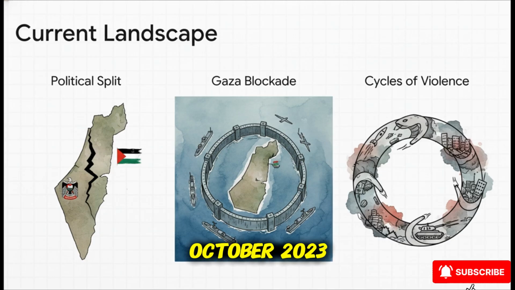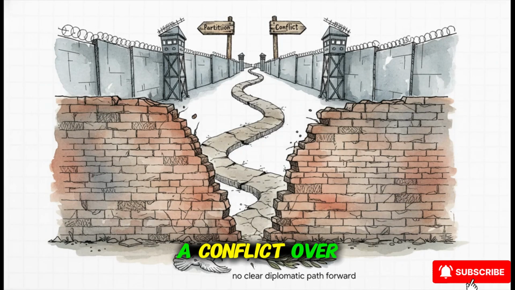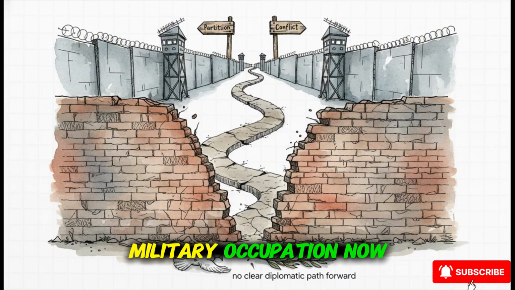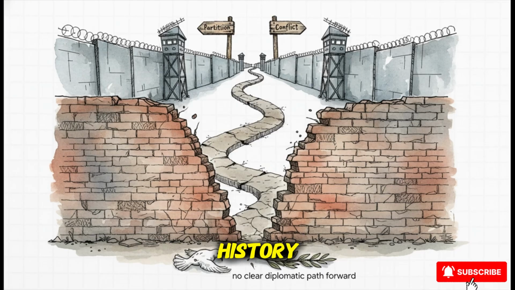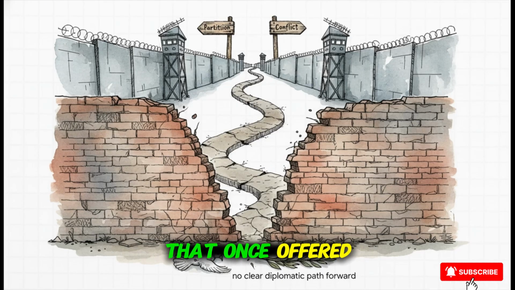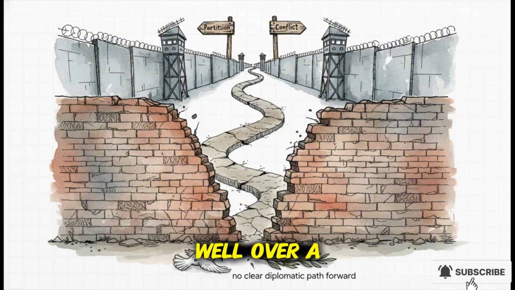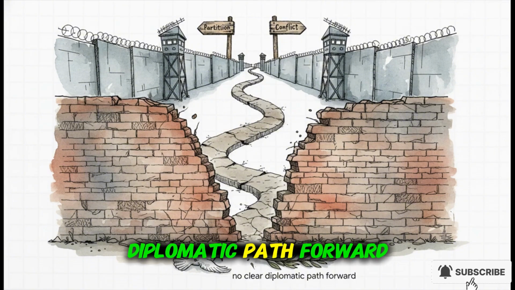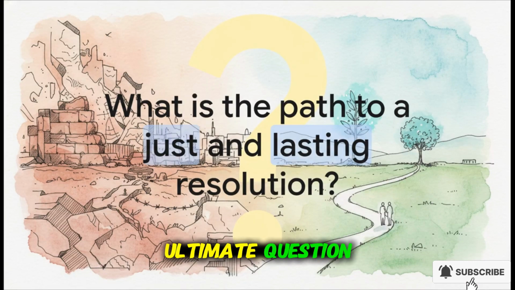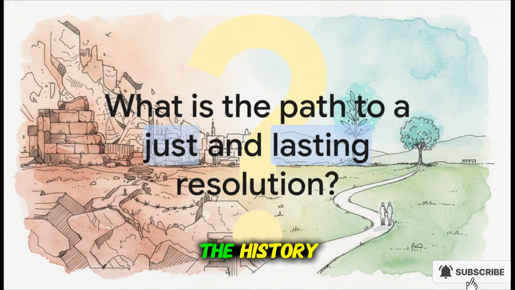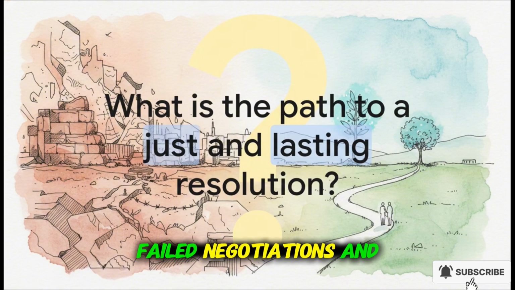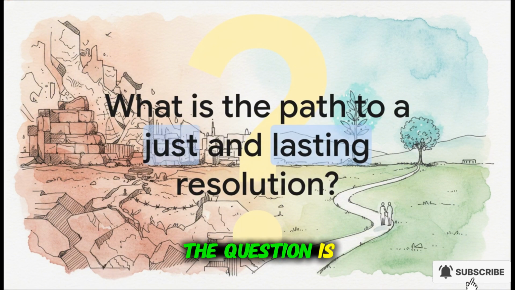So to sum it all up, what began as a conflict over how to partition land has evolved into the management of a protracted military occupation, now the longest in modern history. And the peace process that once offered a glimmer of hope, it's been stalled for well over a decade, with no clear diplomatic path forward. And this leaves us with the ultimate question. After walking through the history, the wars, the failed negotiations, and the core issues, the question is no longer just how the conflict began, but what a path toward a just and lasting resolution could possibly look like for both peoples.